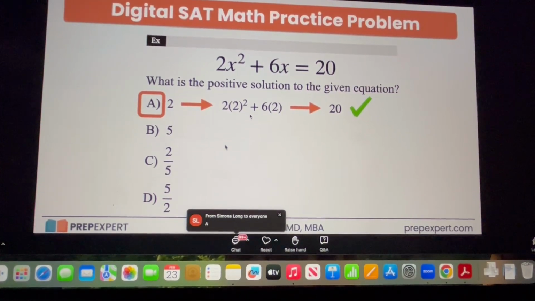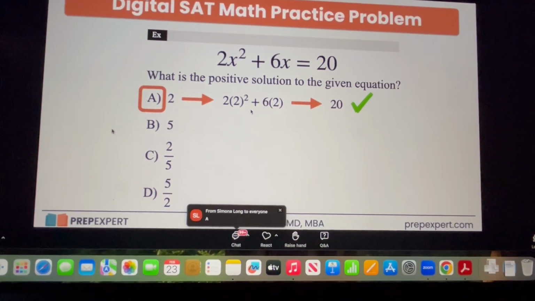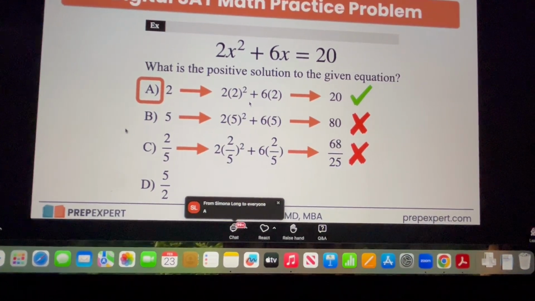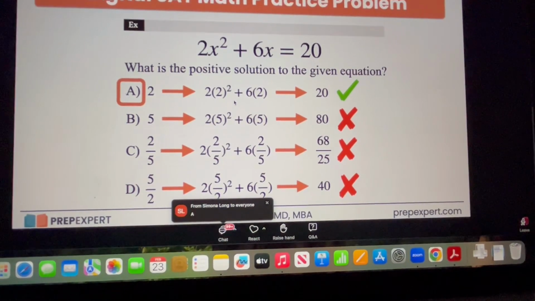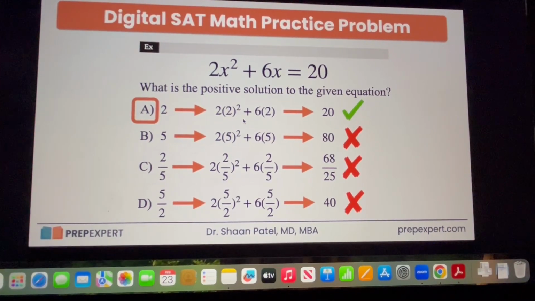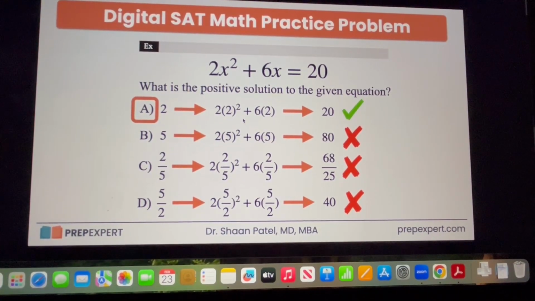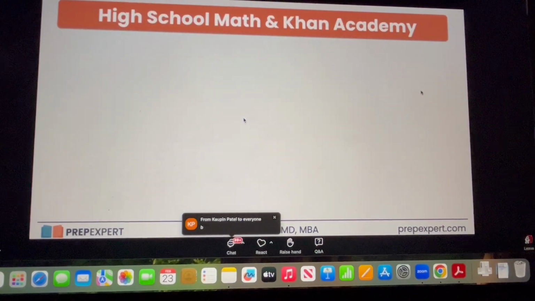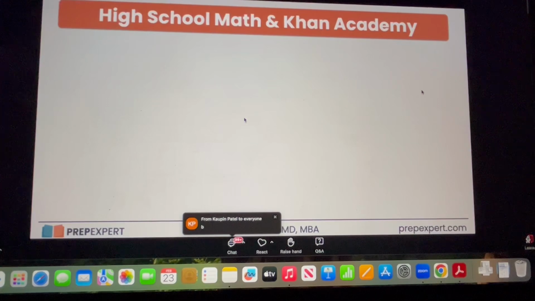All we did is we tested the answer choice 2 for x, and we found that it worked. Now, of course, we got really lucky. The first answer choice we tested worked, but you could test answer choice B, you could test answer choice C, you could test answer choice D, and you will see that none of them work. None of them give you 20. They give you 80, 68 over 25, 40, right? And so does everyone see how that strategy works?